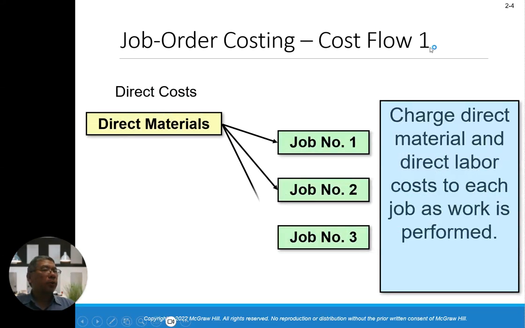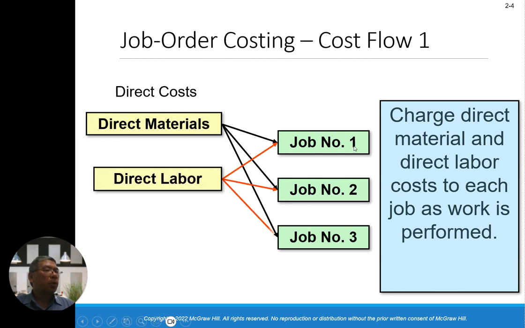Example, direct job cost flow. For job number 1 here, there are direct materials, direct materials for number 2, and number 3. This is a charge of direct labor cost to each job as work is performed. Direct materials go to job 1, job 2, and job 3. Direct labor is charged to job 1, job 2, and 3 based on the flow of the chart.